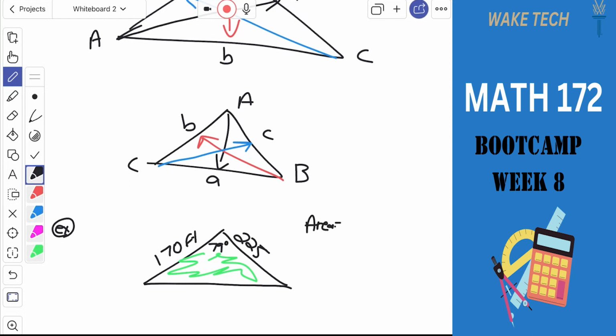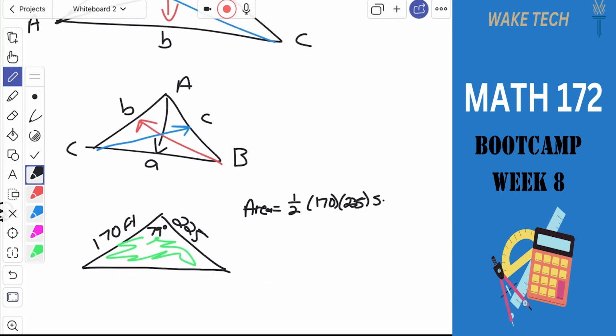We know two sides and the angle between them, so we can use 1/2 of the sides multiplied by sine of the angle. So 0.5 times 170 times 225 times sine 79 is, so yours is close. It wants us to round to the nearest whole number, so 774. Did you use this formula or did you use some other approach?